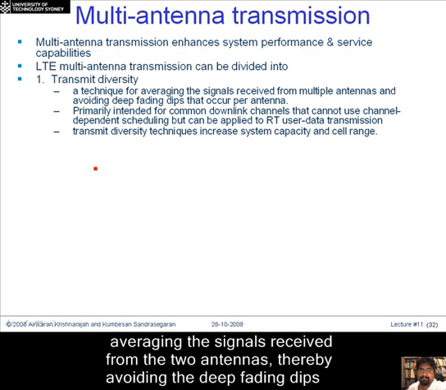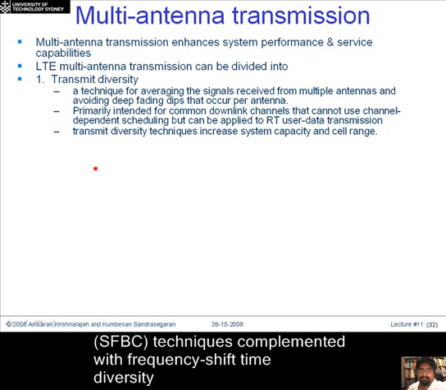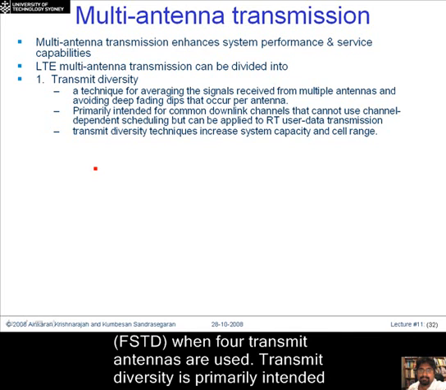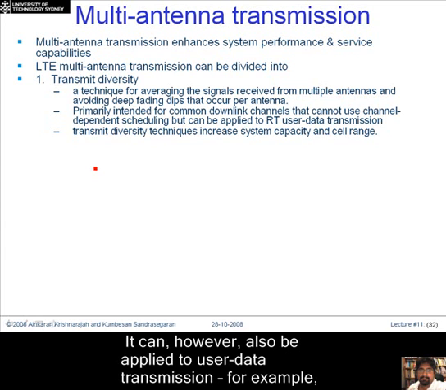The first type is called transmit diversity. So what happens in transmit diversity is that when you have multiple antennas, you can use a technique of averaging the signals received from these multiple antennas and avoiding deep fading that occurs in an antenna. So when you notice that the signal from one antenna is going through a deep fade, you avoid the signal from that antenna, and that way you can take the best signal, or you can take the average of the two, and so forth.